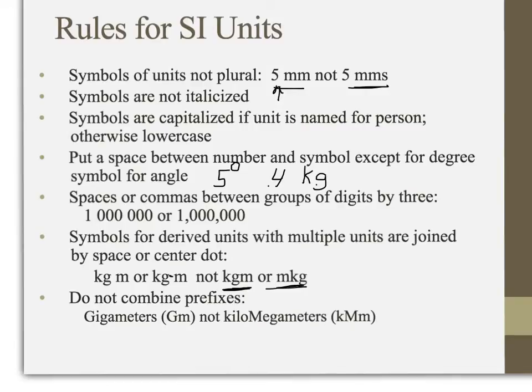So a gigameter is 10 to the 9th. Well, kilo is 10 to the 3, and a mega is 10 to the 6. But these are not equal. This is not correct. You don't combine prefixes to try to make a bigger number. You just use the higher prefix.